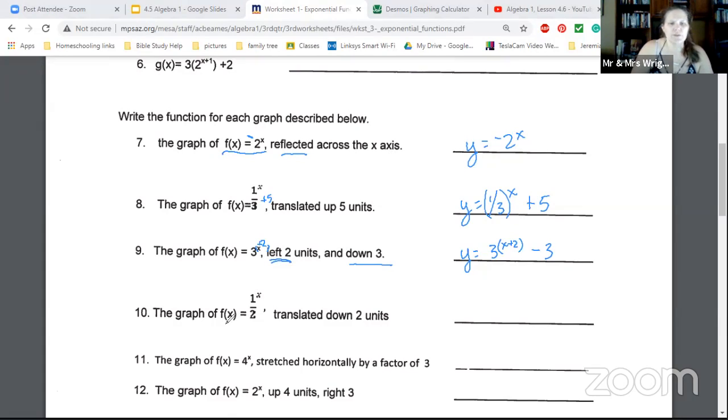All right, our original graph is 1/2 to the power of x translated down 2 units. This one's going to be pretty easy. All we have to do is subtract 2 at the end. My x is applied to the whole fraction there.